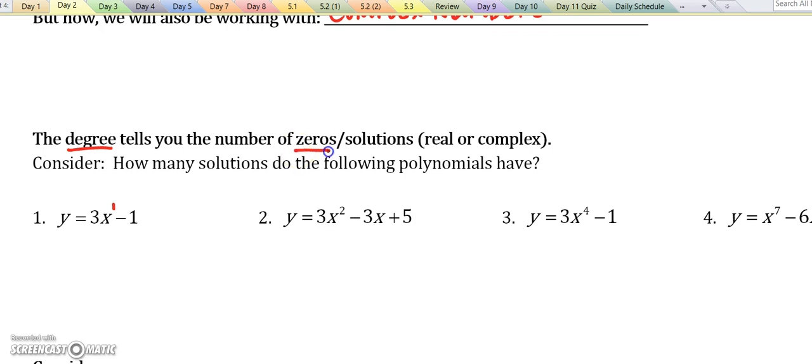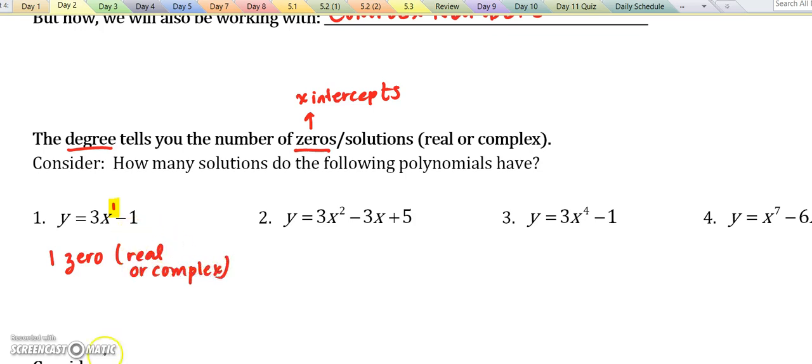Now remember, we used to use the word zero interchangeably with x-intercepts. That's actually not going to be the case anymore. So I'll explain what I mean in just a second. Here I can see my degree is 1, which means I'm going to have 1 zero. It could be real or complex. Now, obviously, this is a line, 3x minus 1, with a positive slope. We can see that my zero here is actually an x-intercept. Stay with me. This is kind of new.